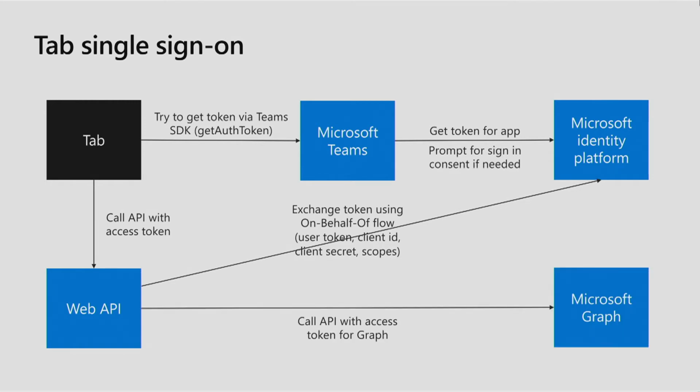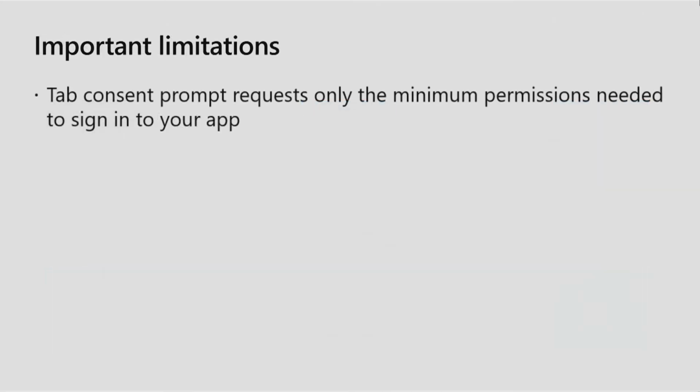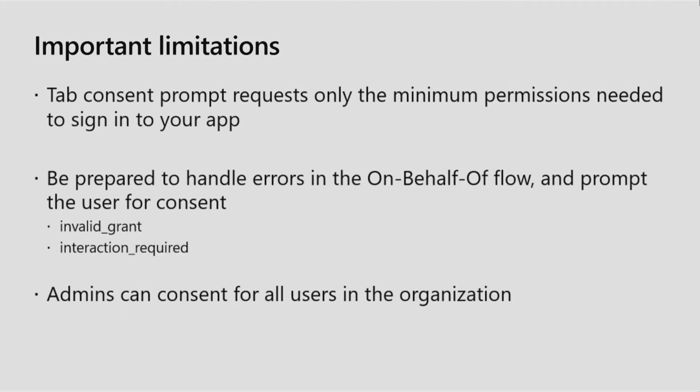But note that in the current implementation of Tab SSO, the consent prompt only requests the minimum permissions needed to sign in the user. And that means that the token exchange that I mentioned earlier can fail, and you must be prepared to handle this error case. If you see a 400 Bad Request status with error codes of invalid_grant or interaction_required, you should relay that back to your front end.